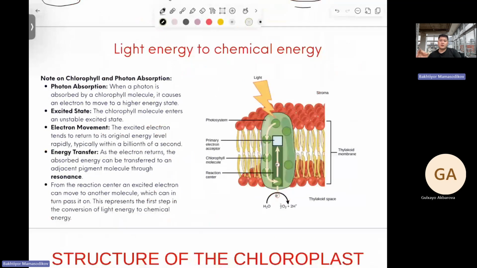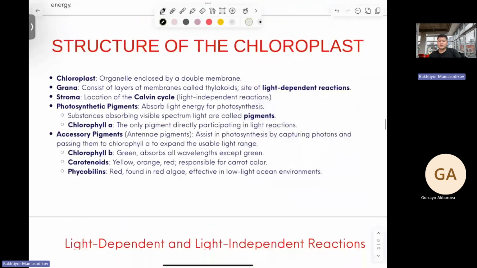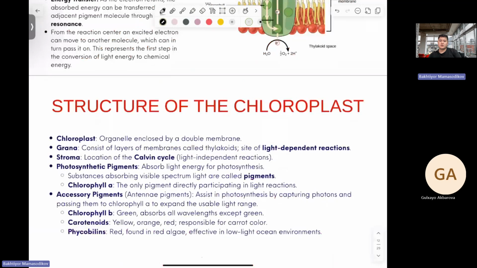So, the structure of the chloroplasts. You know about the chloroplast structure, right? It has two membranes, DNA, ribosomes. It has its own DNA, like a mitochondria, and it is the main site of photosynthesis. You know the granum, you know the stroma. You know the photosynthetic pigments, chlorophyll A and chlorophyll B, and carotenoids, which are yellow and orange pigments like carrots. And you know the phycobilins.